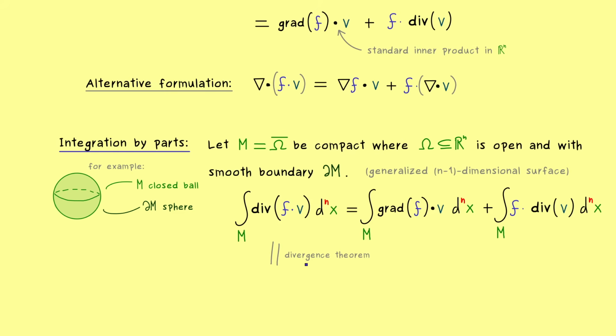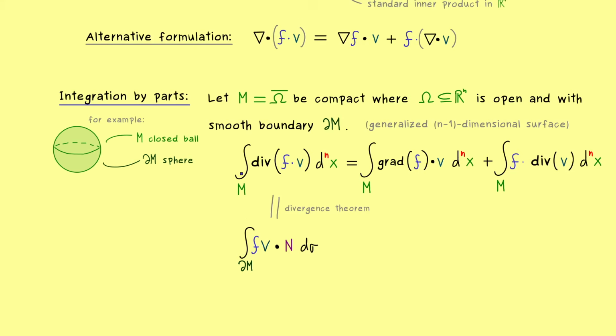This is what you know as Gauss's integral theorem from the last video, and it just tells us that this volume integral can be written as a surface integral over the boundary. This means there we have fv in the inner product with the normal vector on the surface. So there we don't have any partial derivatives anymore and just an integral over the boundary. Hence, there you should recognize the standard integration by parts formula.